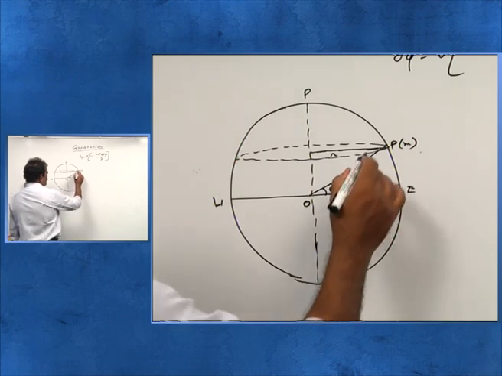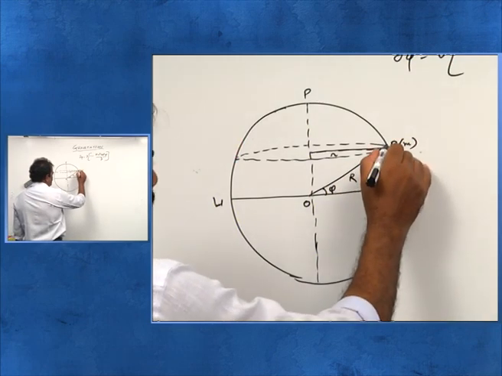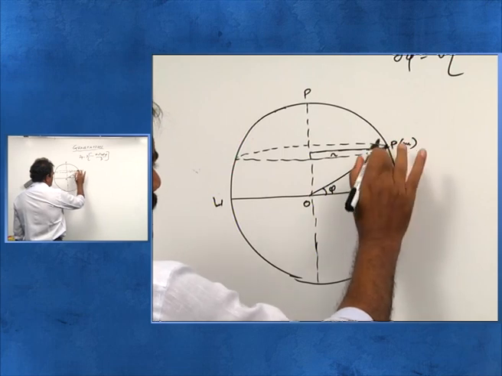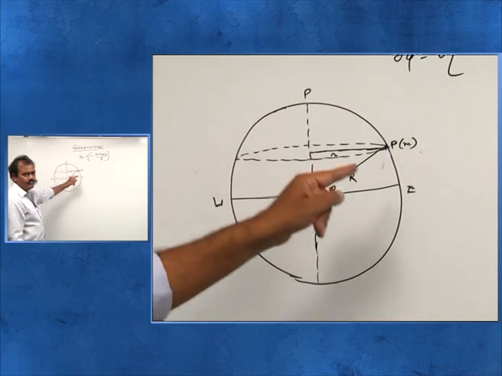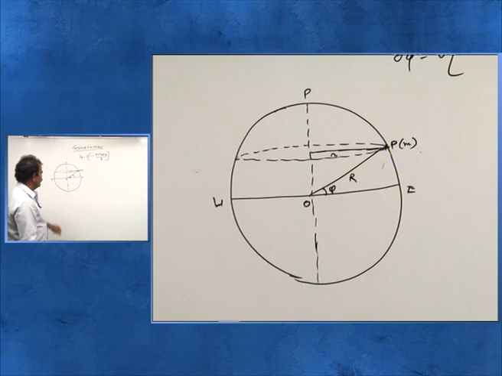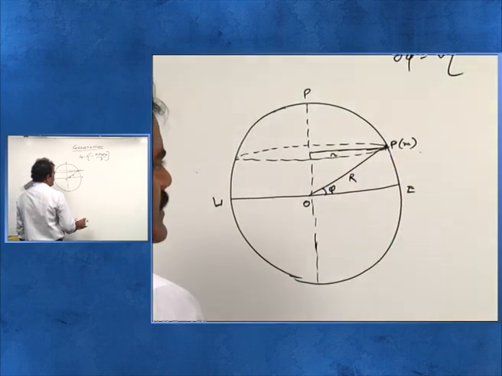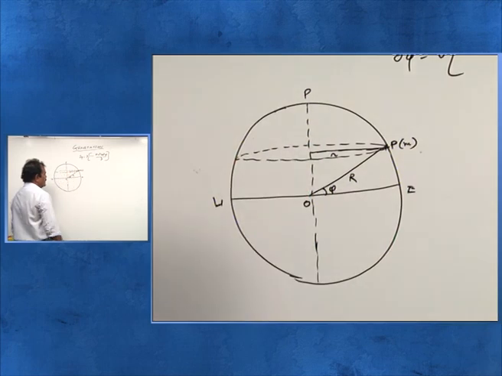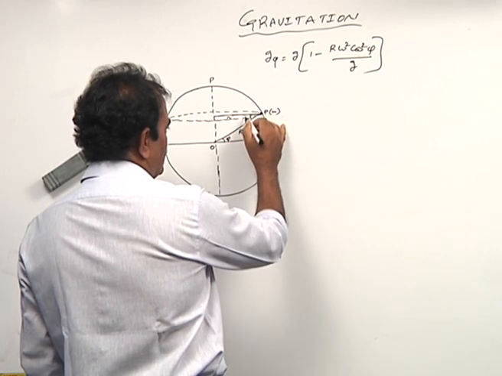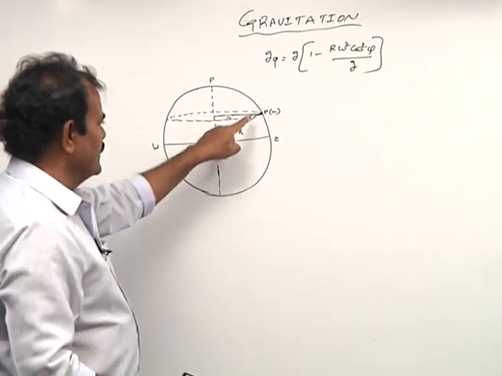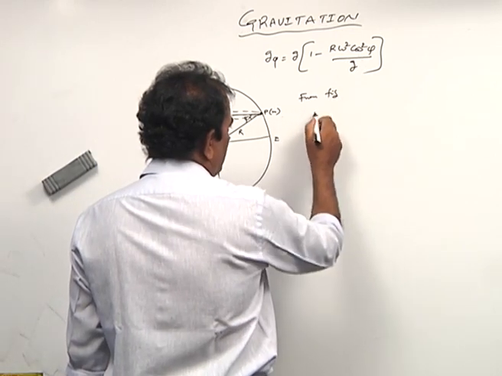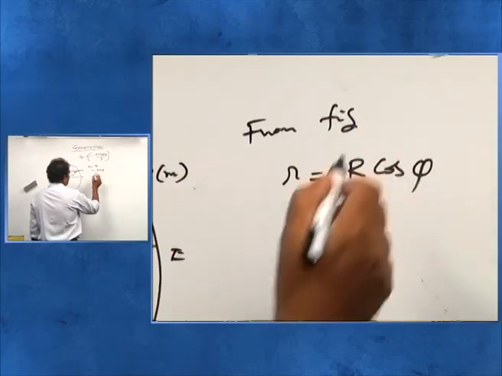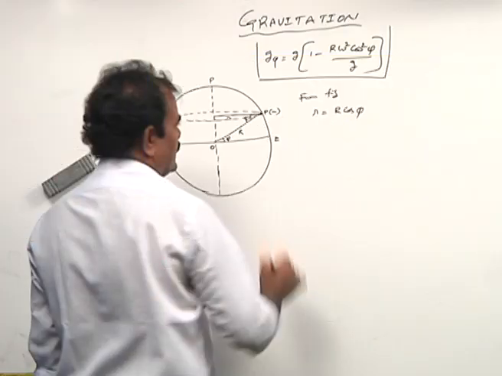First of all, small g is always directed towards the center of earth. Now, what is the centrifugal force experienced by that particle? We have to find out the radius first, and that should be in terms of capital R. From the figure, this angle is phi, and this is also phi because these are alternate angles. Now small r is equal to capital R cos phi.